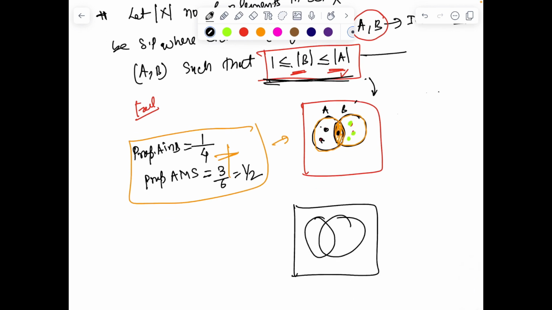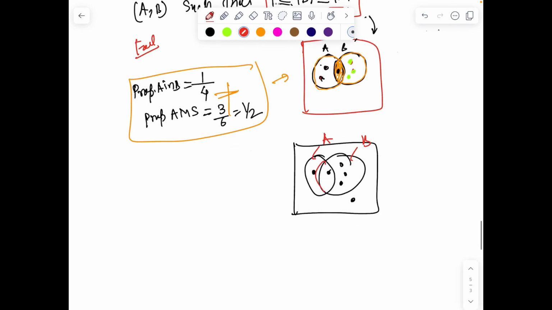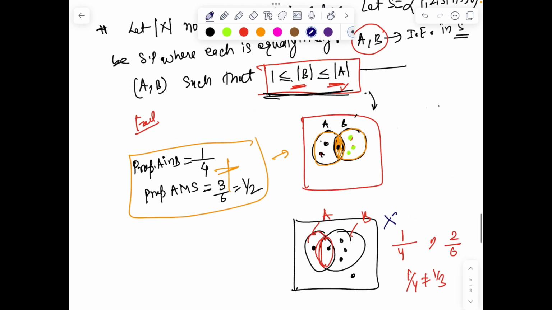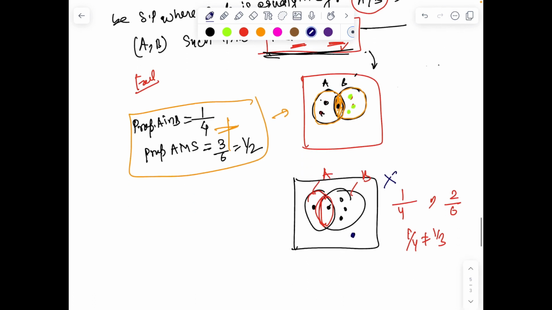Suppose A has 4 elements, 1 2 3 4, and B has 2 elements, 1 2, so we have a total of 5, and one element goes neither in A nor B. Again, what is the proportion of A in B? That's 1 by 4. What is the proportion of A in the entire sample space? It is 2 by 6, because the sample space contains 6 points. Clearly 1 by 4 is not equal to 1 by 3, so this is an example where A and B are not independent. This picture will not work.